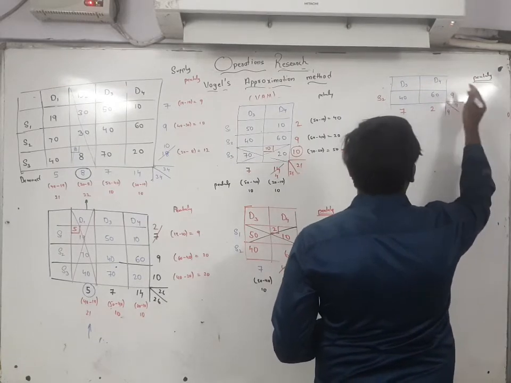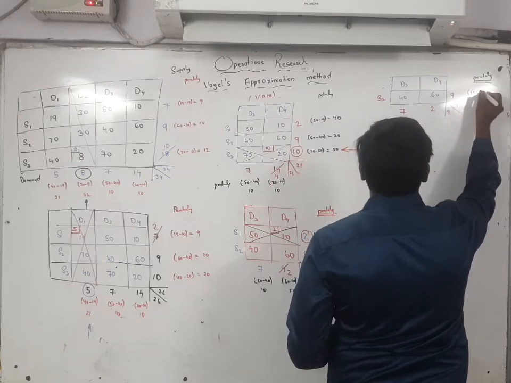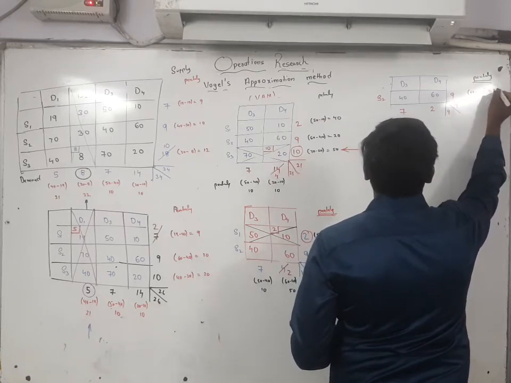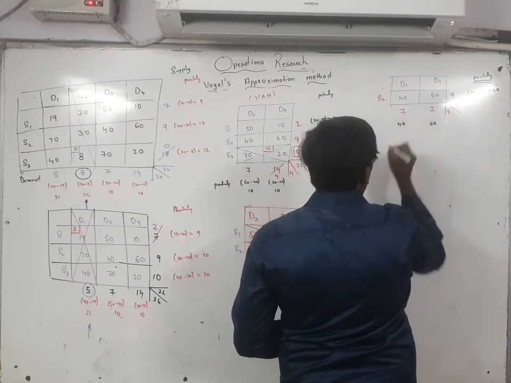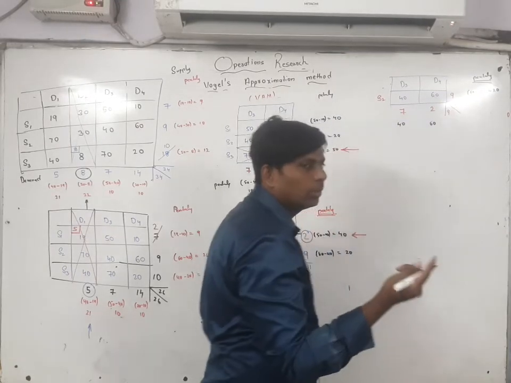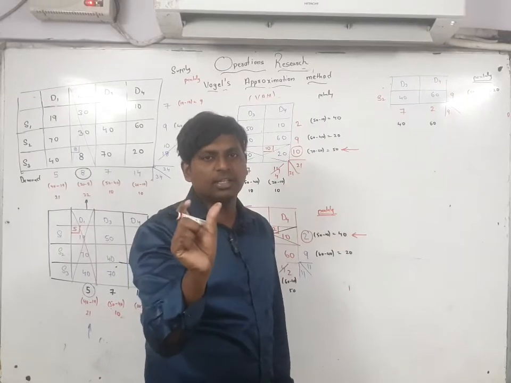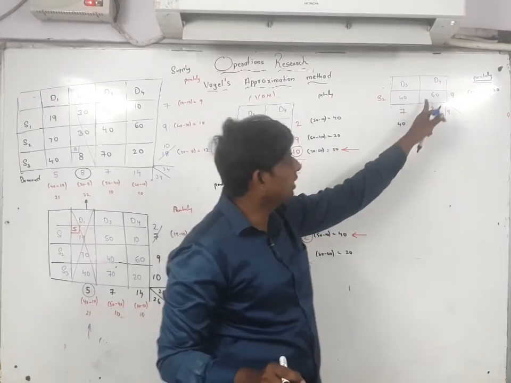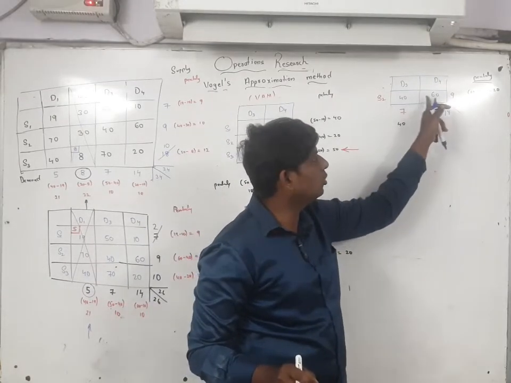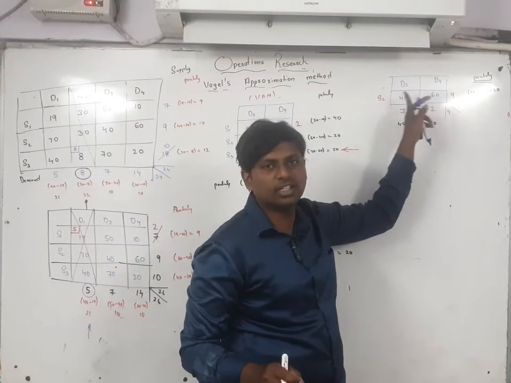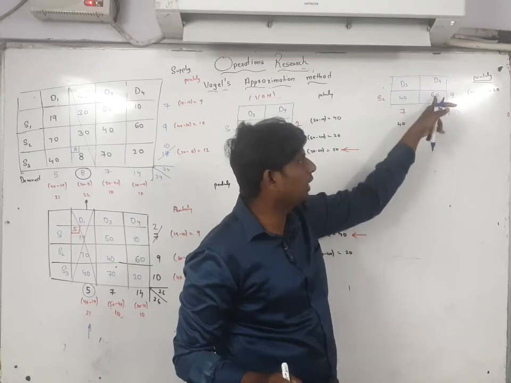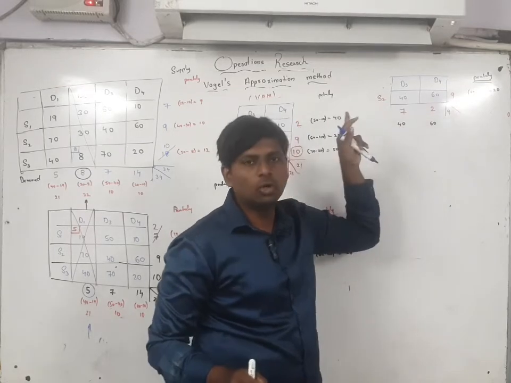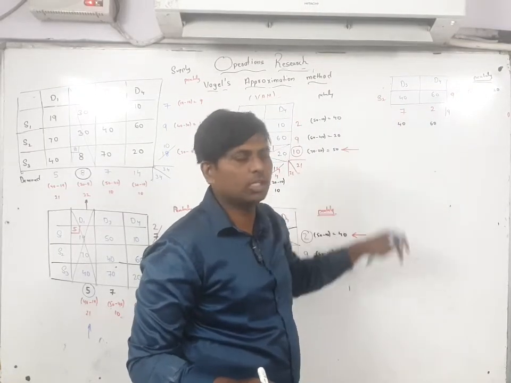For finding the penalty, what is the value here? 60 minus 40. How much is it? 20. Single one is the 60. Single one is the 40. If a single value is there, then you have to subtract with 0. If you go row wise, 2 terms are there. First one is 60, second one is 40. 60 minus 40 is 20. If you go column wise, how much? 60. How much here? 40.